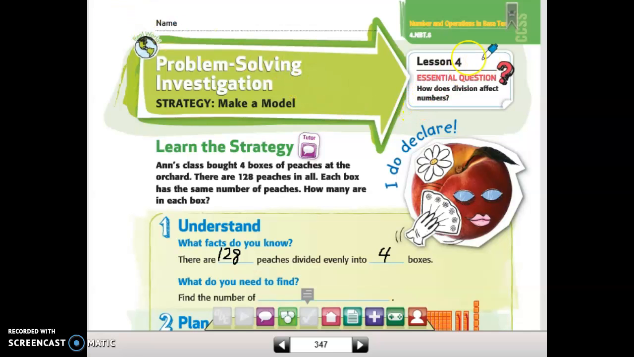And we've reached Chapter 6, Lesson 4. We're going to make a model to solve some division equations. And here's the word problem.